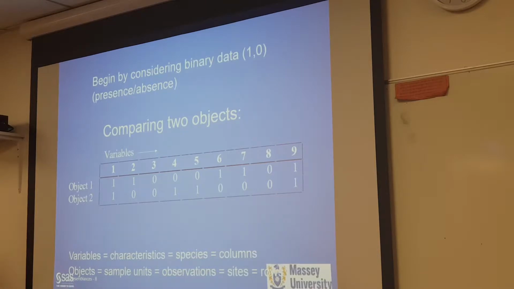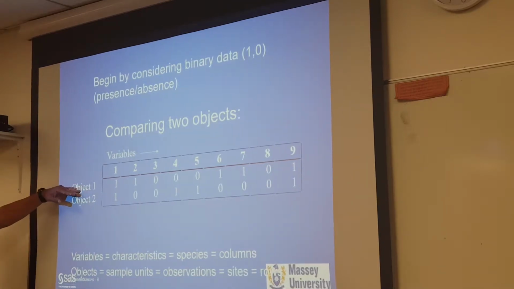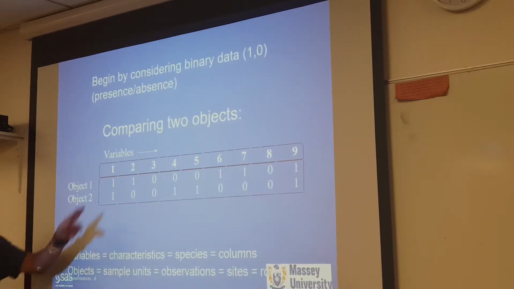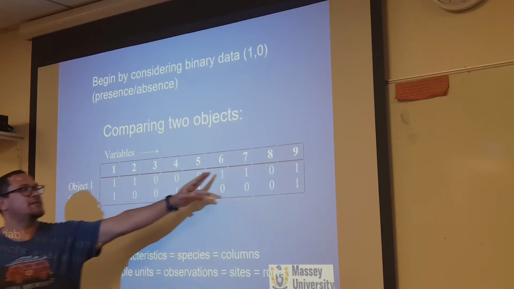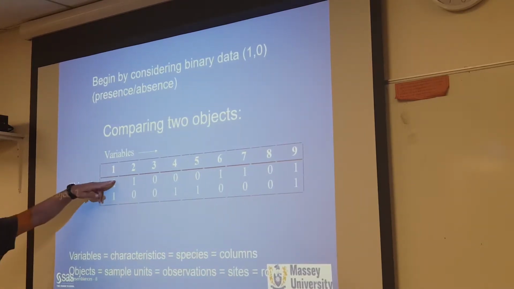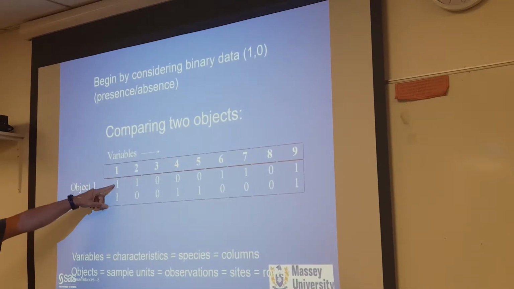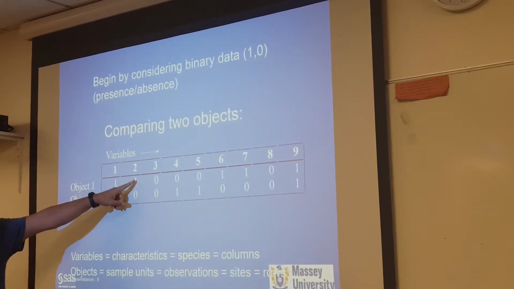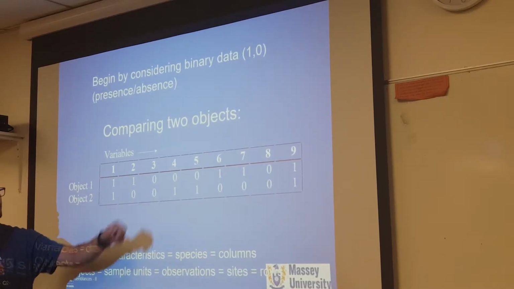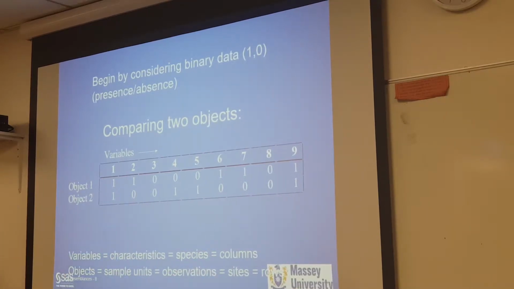Okay, so let's deal with binary data. Right? We want to compare two objects, and we've simply got binary data. So here's object 1. This might be customer 1, and this might be customer 2, and this might be whether or not they've bought product 1, 2, 3, 4, 5, 6, 7, 8, 9. Okay? So both customer 1 and customer 2 have bought product 1. Only customer 1 has bought product 2. Neither of them has bought product 3, and so on and so forth, right?